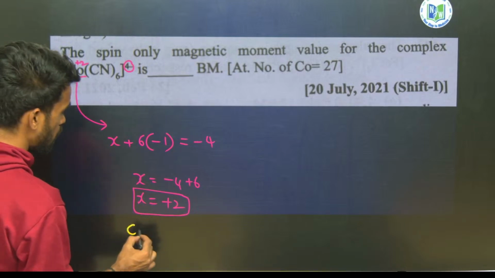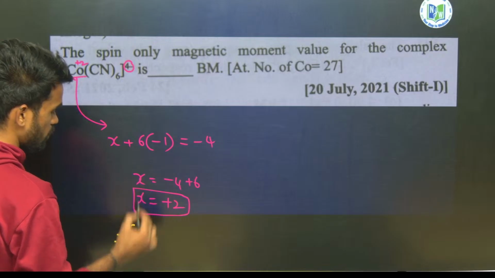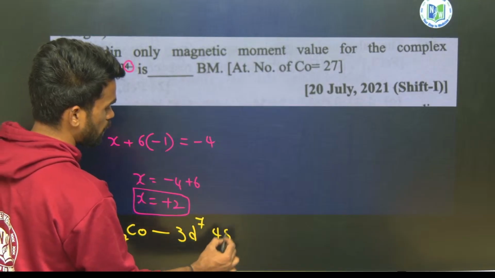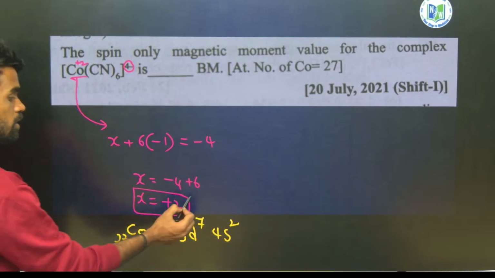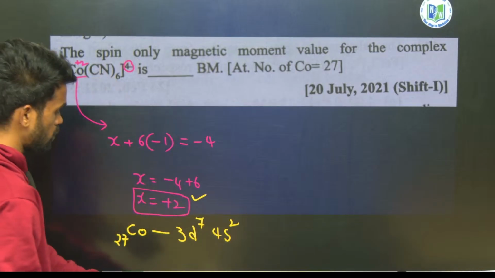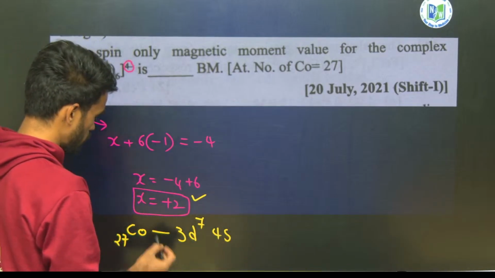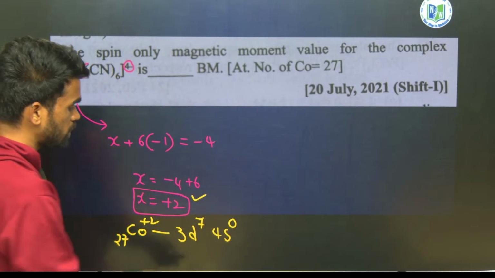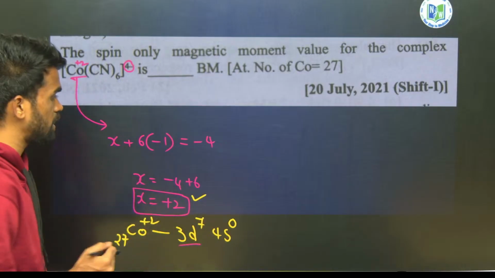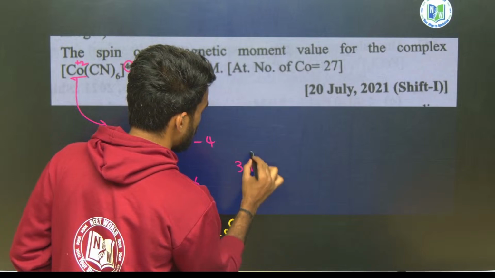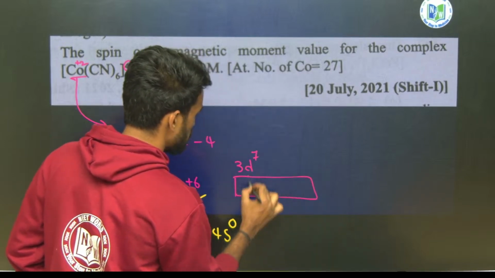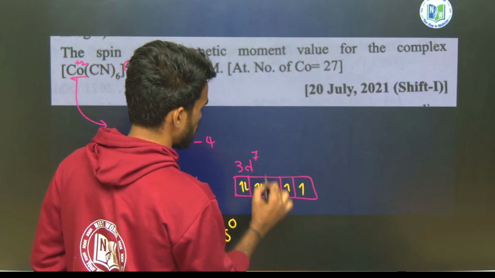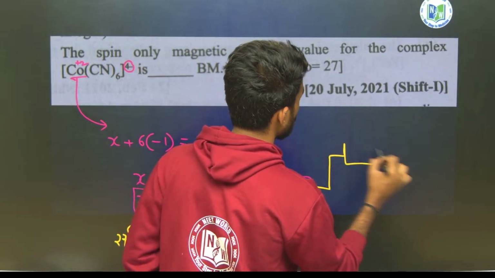We know cobalt's atomic number is 27. It will have 3d7 4s2 electronic configuration in its elemental form. But what is the oxidation state in the complex? +2 now. So remove 2 electrons from the 4s orbital in the +2 oxidation state. After that we have only d orbital electrons as 3d7. Now these 3d7 electrons will split into different energies. 1, 2, 3, 4, 5, 6, 7 electrons are there.